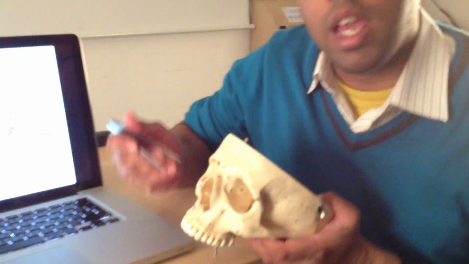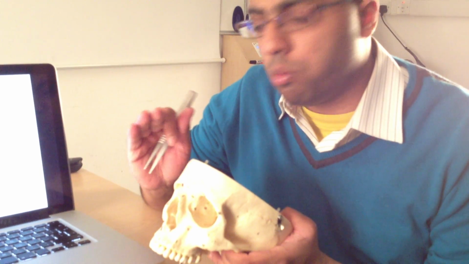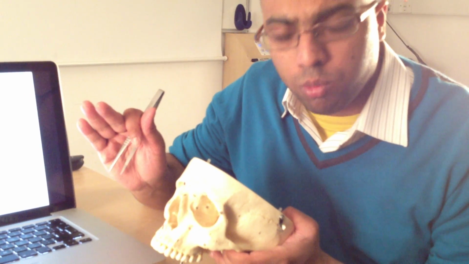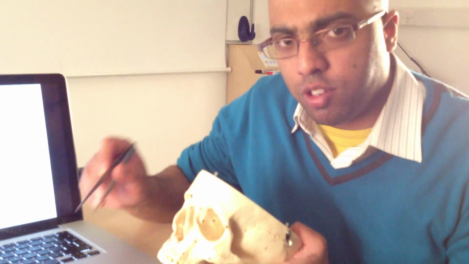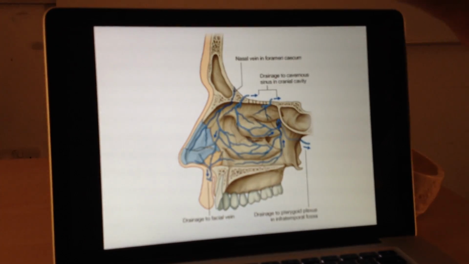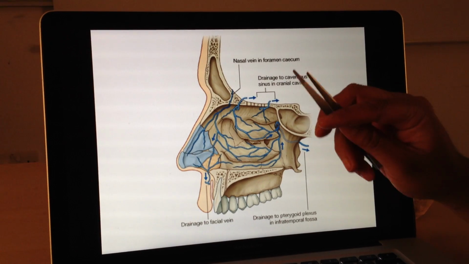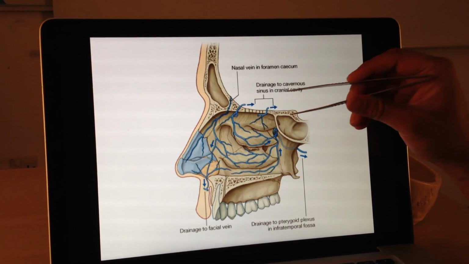That means that an infection across here is absolutely catastrophic, potentially. You can get systemic sepsis and whole system collapse. So we need to be clear on what our venous drainage systems are. If we have a look at this, what we're looking at is a sagittal section through the nose, and it basically demonstrates that we've got three areas that we can really drain into.